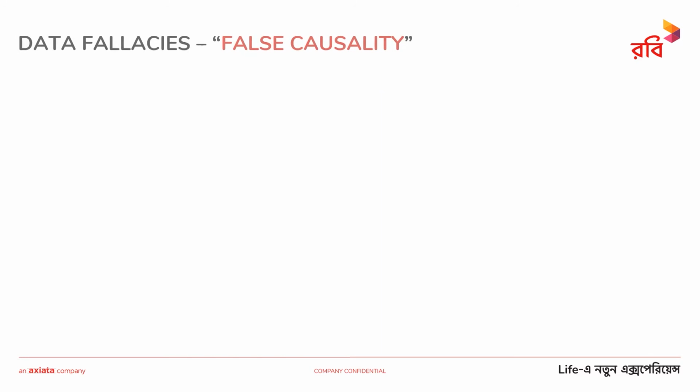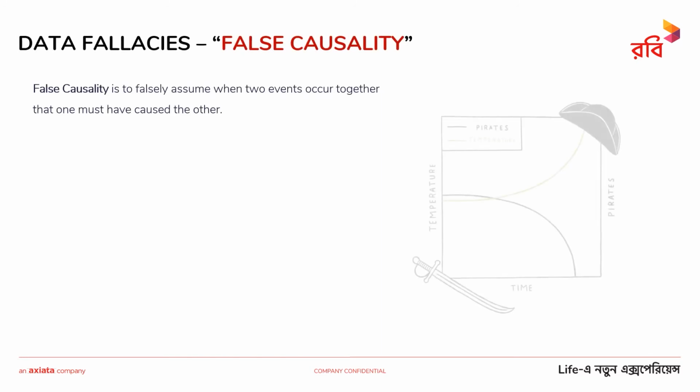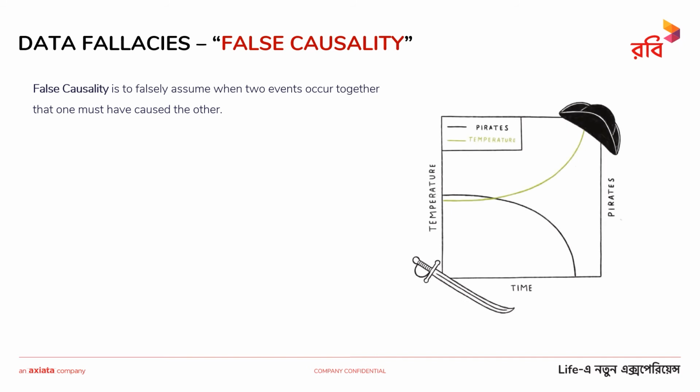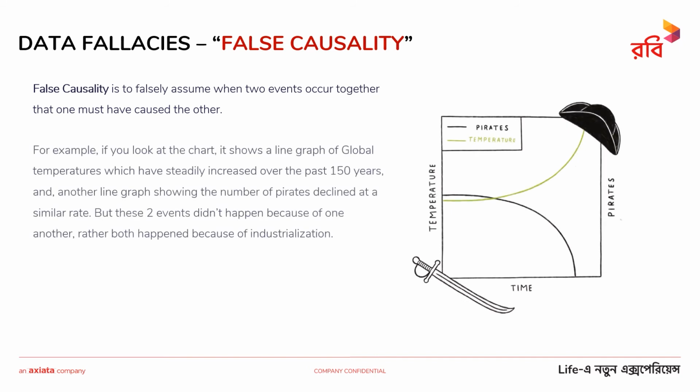Data fallacy number four, false causality. False causality is to falsely assume, when two events occur together, that one must have caused the other. For example, if you look at the chart, it shows a line graph of global temperatures which have steadily increased over the past 150 years, and another line graph showing the number of pirates declined at a similar rate. But do you think these are correlated?